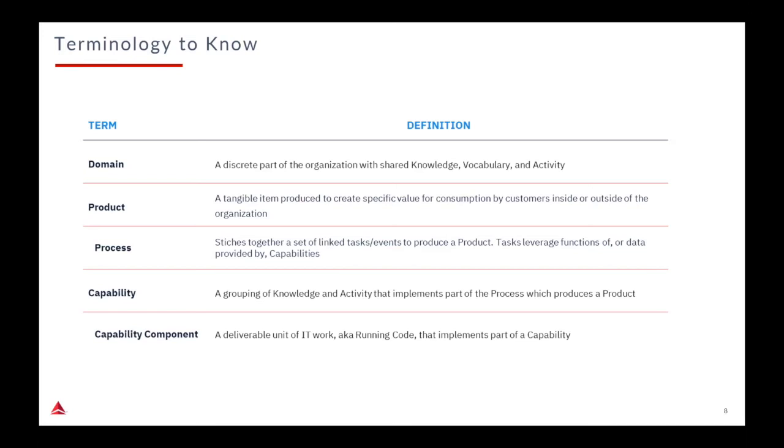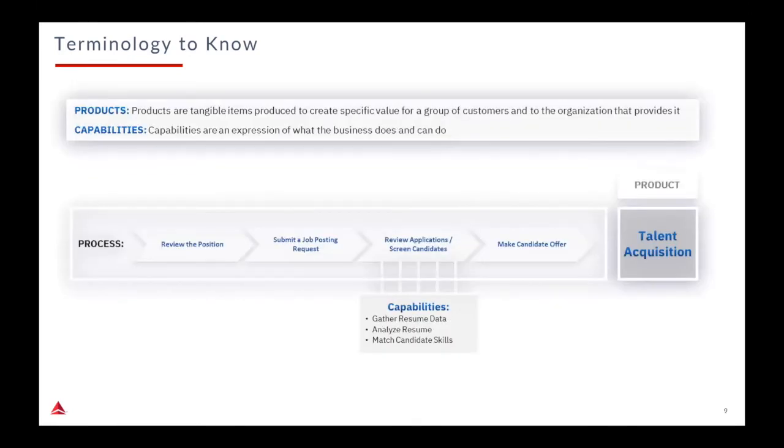So again, we kind of look at that and go from the bottom up. The capability component is our particular piece of code that maps to a capability, that enables a process, that is part of a collection or products, and then rolls under a particular domain. So let's talk a little bit about process and how we roll out our processes and how we think about processes here.